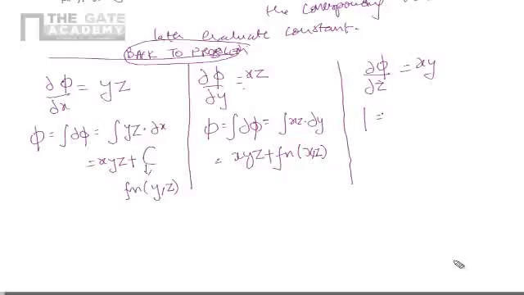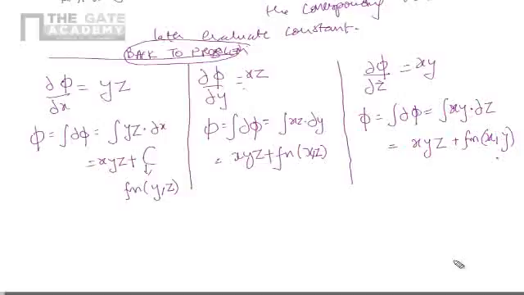Now from this, what is φ? φ is nothing but the integral of ∂φ, the integral of xy ∂z. What is this? This is nothing but xyz plus a function of x comma y. We don't know. This might be a constant or it can be a function of x and y. We have to evaluate it.